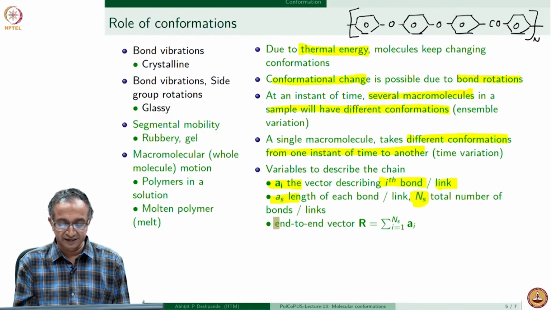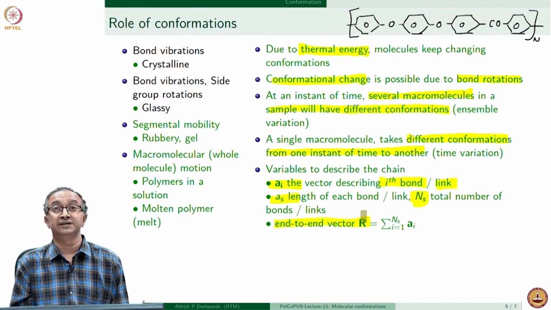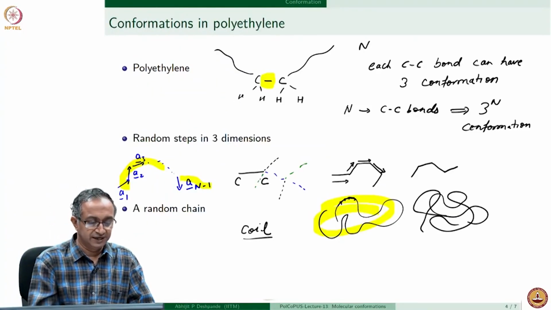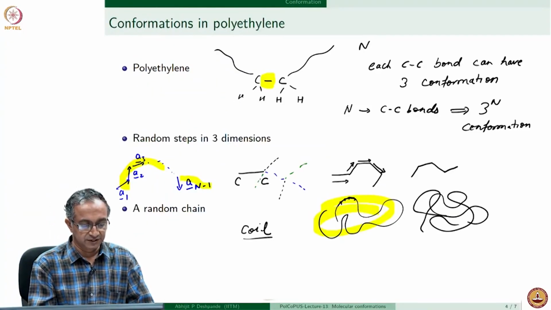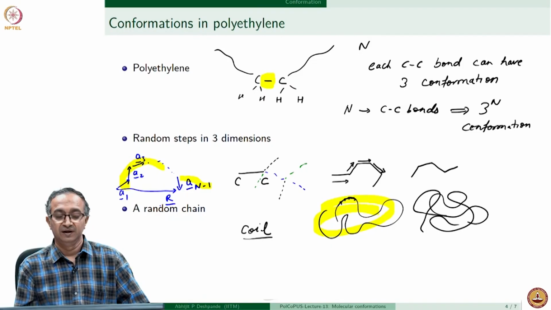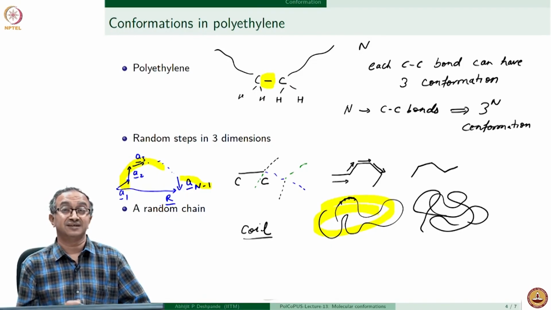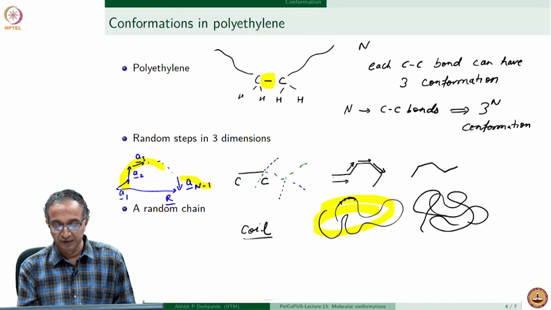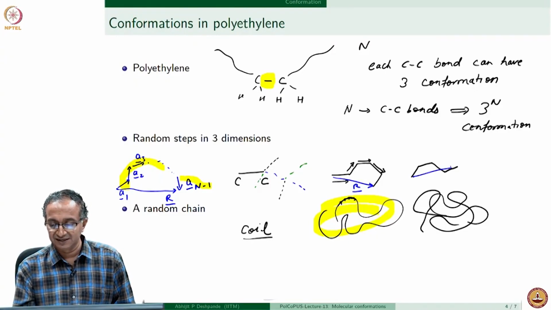And a key characteristic of this chain is the end-to-end vector. In this case, from the first to the last, this is the end-to-end vector. What is crucial is that the statistical properties and all these conformation changes of the macromolecule can be described by the fact that R keeps on changing.